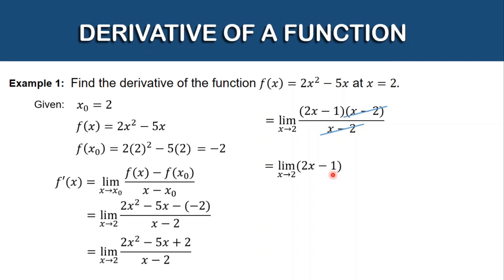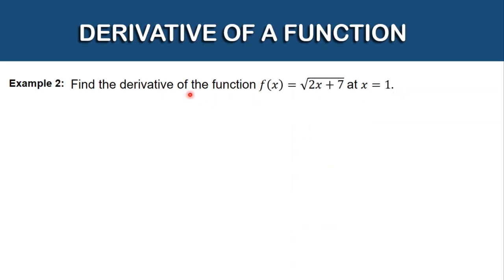So let's evaluate the limit now. 2 times 2 minus 1, and this is equivalent to 3. So this is how we are going to find the first derivative of a function at a given point or number. Let's have our second example. Find the first derivative of the function f of x is equal to the square root of the quantity of the sum of 2x and 7 at x is equal to 1.